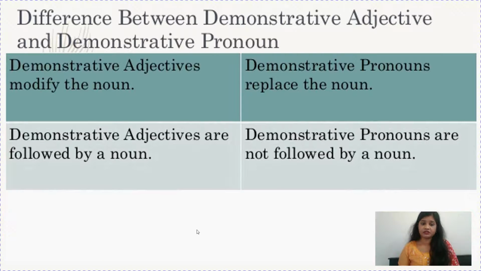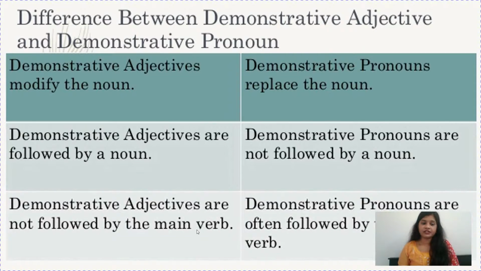The next one is, demonstrative adjectives are followed by a noun. Just now we have read this car. So car is the noun, and this is a demonstrative adjective. So demonstrative adjectives are followed by a noun. And the second one, demonstrative pronouns are not followed by a noun. Why? Because they are followed by a verb. Now, demonstrative adjectives are not followed by the main verb. Just now we have read, because demonstrative adjectives are followed by a noun. And the last one is, demonstrative pronouns are often followed by the main verb. Just now we have read.